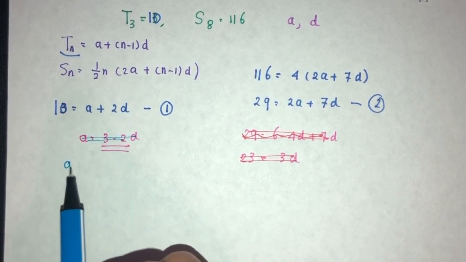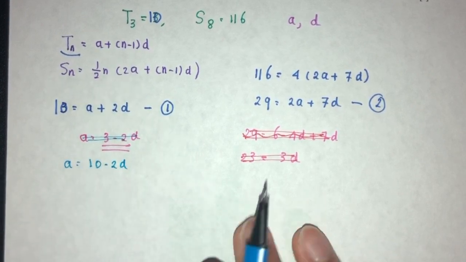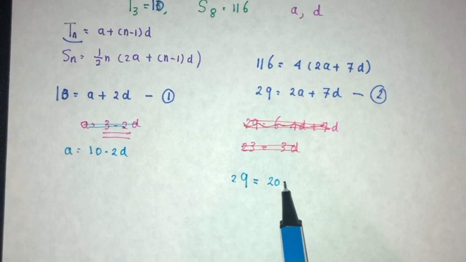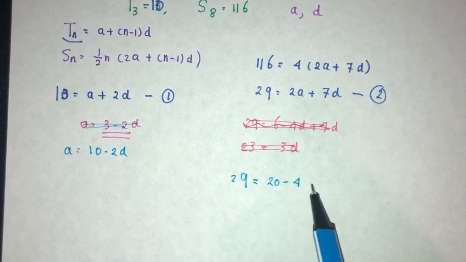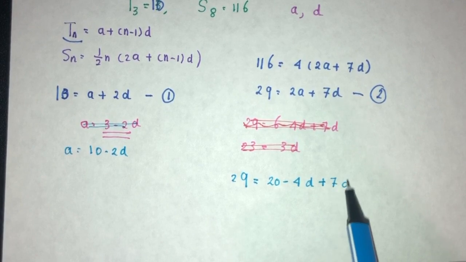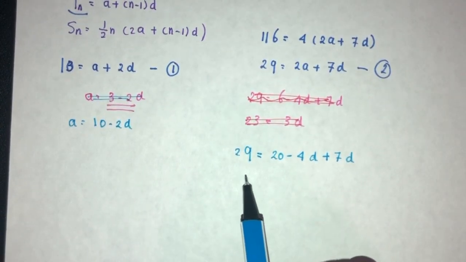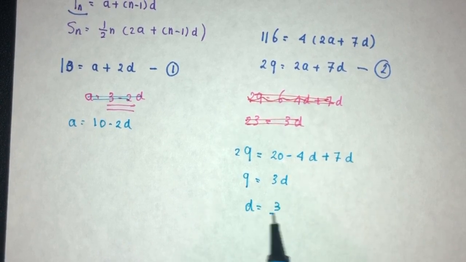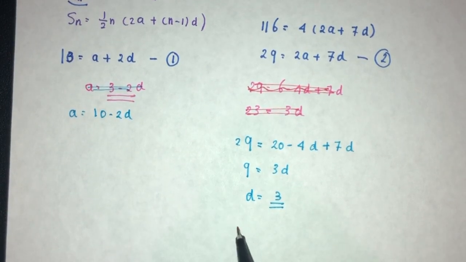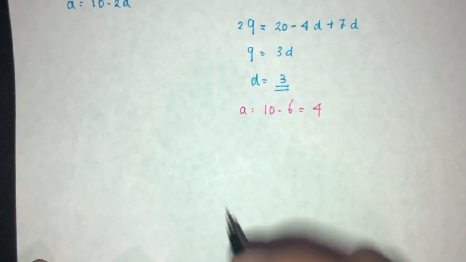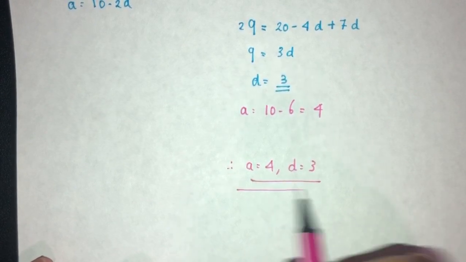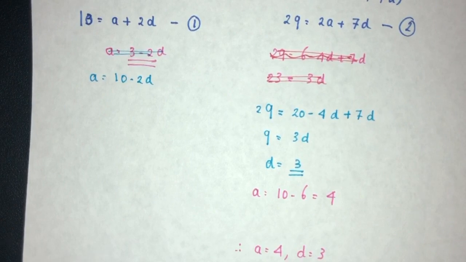So a has to be the value of 10 minus 2d. Replace, you have 29 is equal to the value of 2 times a, which will be 20 minus 4d plus 7d. That will be the value of 9 is equal to the value of 3d. Therefore, d is the value of 3. So here you go. It is exact, right? And then the value of a will have to be 10 minus 6, which is 4. Okay. So finally, a is the value of 4, and d is the value of 3. And that's your answer for question part A.